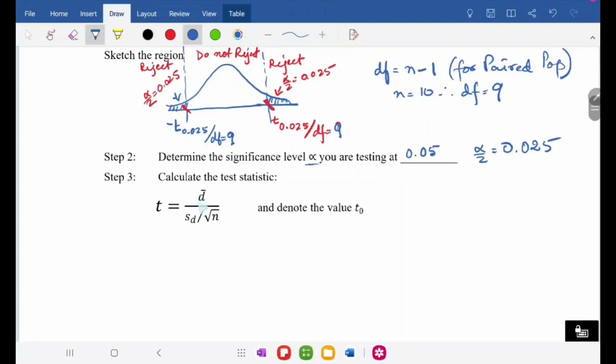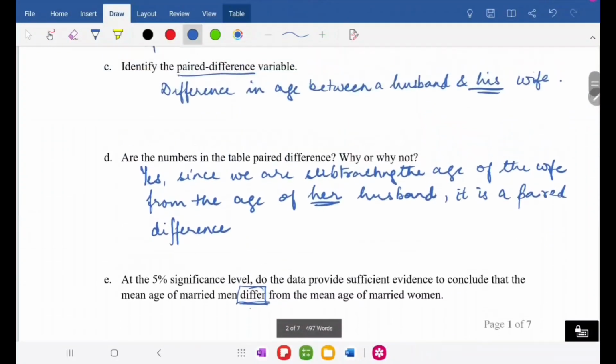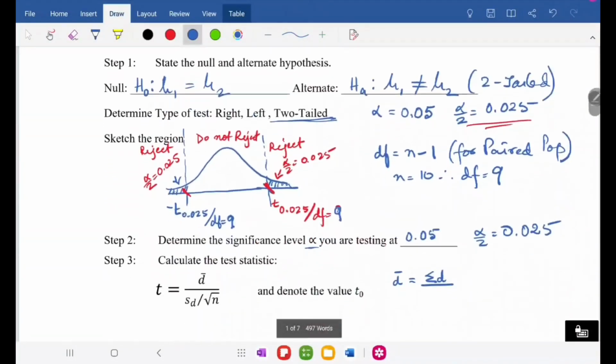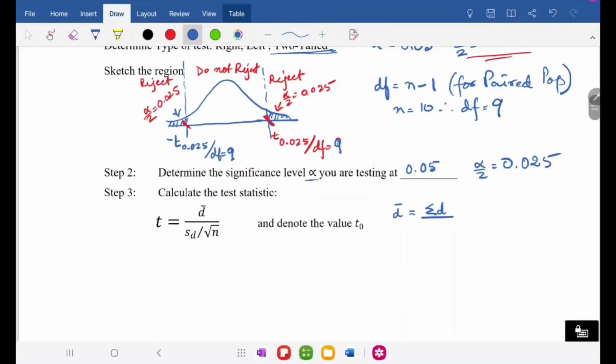However, we have to calculate what D bar is. D bar means mean. The formula for that is the sum of the differences of all the samples we've calculated here, all these differences summed up. So this is our sigma D, sigma D divided by n. That's the formula for any mean.